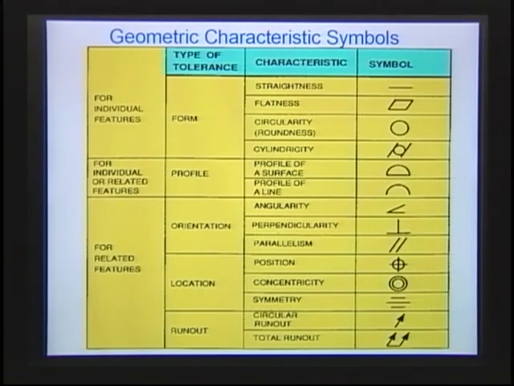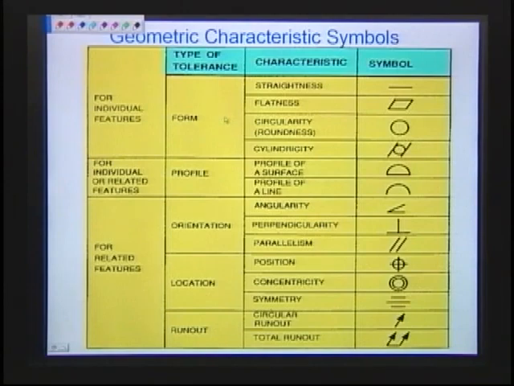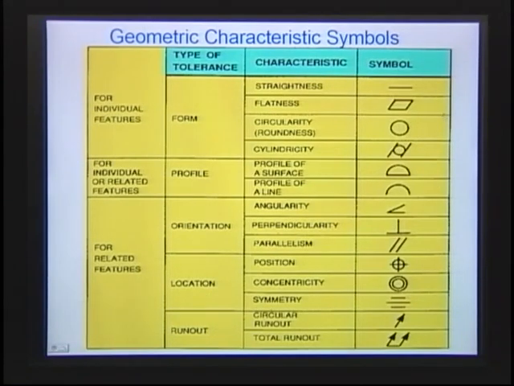Now, to start off, these are our geometric characteristic symbols, a little bit of a review. All these symbols you should be familiar with, and these are all of our geometric characteristic symbols. And we're going to use just about all of them here. I guess it's important to recognize here these are our form tolerances, right? These are the ones that have form. There's no datums allowed with these. These are for individual features.